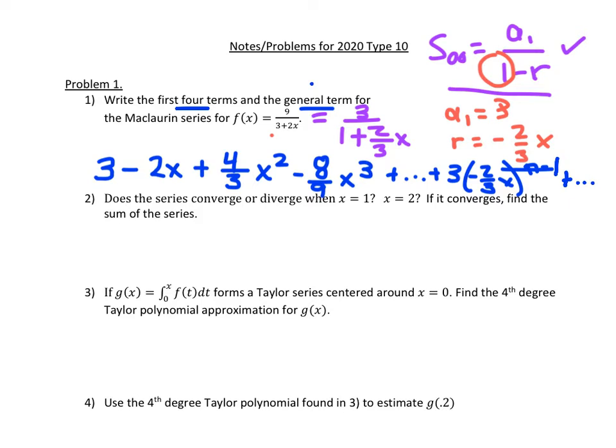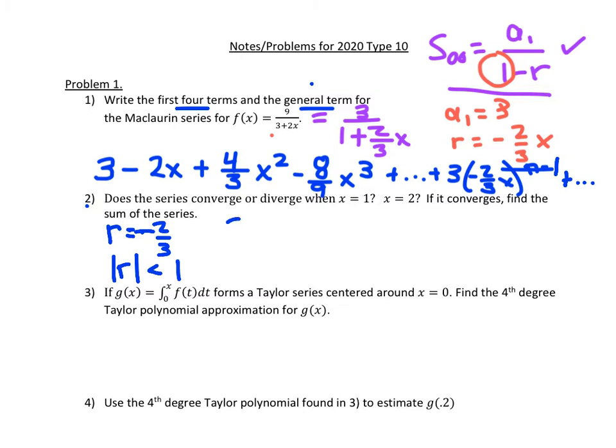Does the series, for number 2, does the series converge or diverge when x is equal to 1? Well, if x is equal to 1, that means that my ratio now is going to be negative 2/3. And if my ratio is negative 2/3, that's fine because remember the interval of convergence for a geometric series has to be the absolute value of r is less than 1. And so we would justify this by saying, yes, it does converge by the GST, if they were asking that for us to explain. And then it says find the sum.